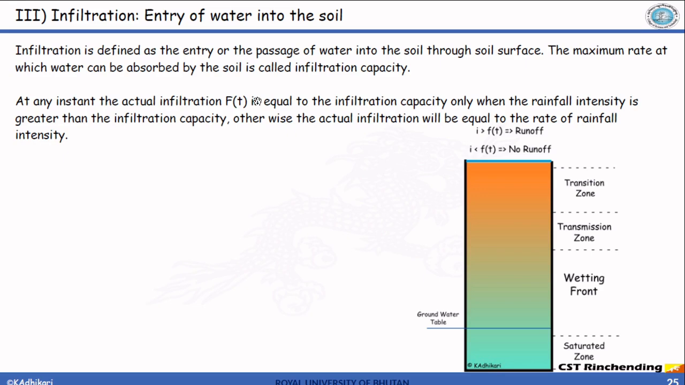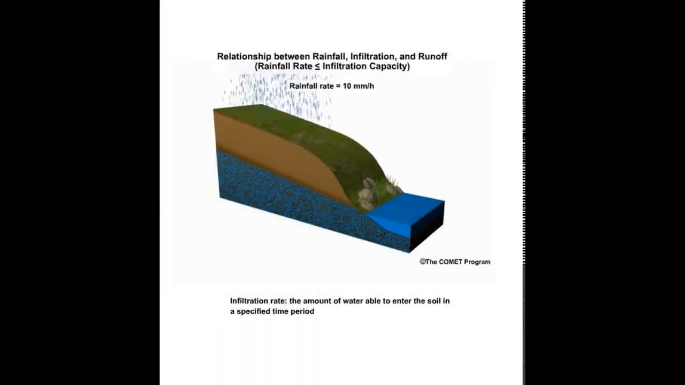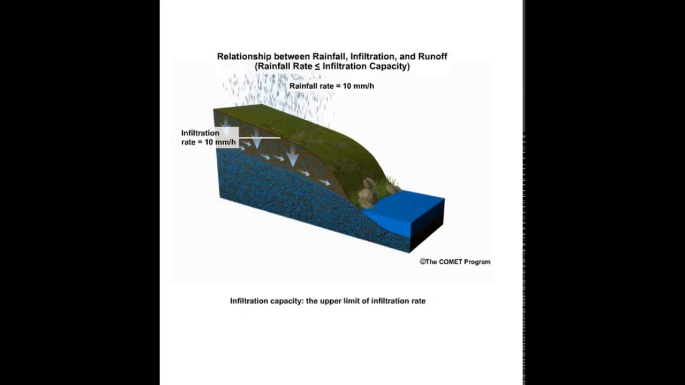Let's understand more on this topic with this short animation from Comet program. Infiltration rate is the amount of water able to enter the soil in a specified time period. It is expressed as depth per time, for example, 10 millimeters per hour. Infiltration capacity is the upper limit of infiltration rate. It includes surface infiltration and percolation and is expressed in depth per time, for example, 15 millimeters per hour.